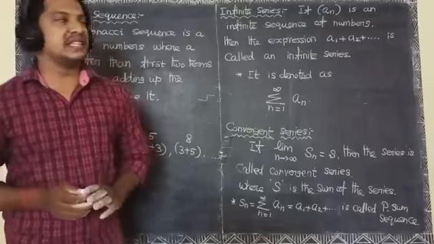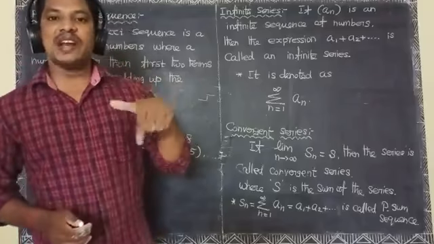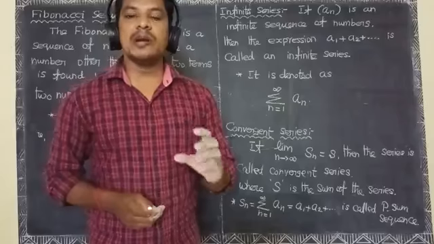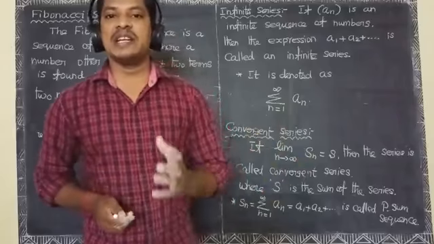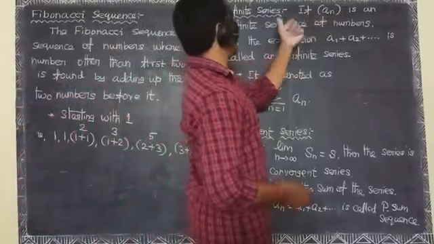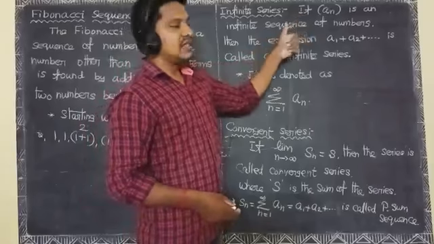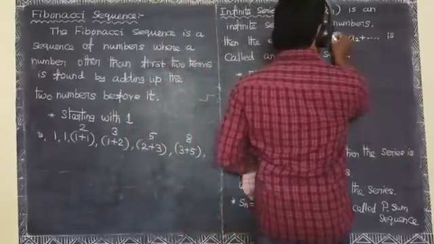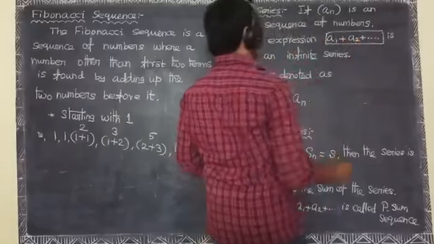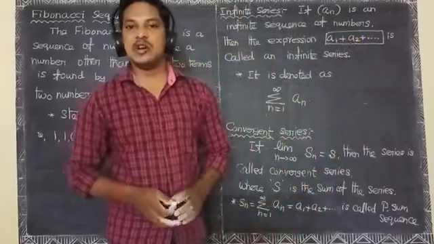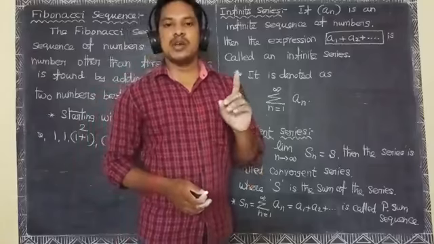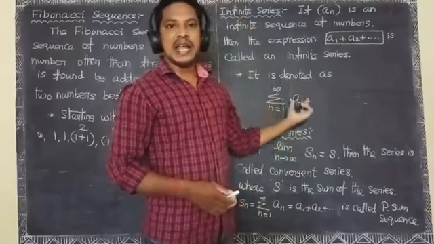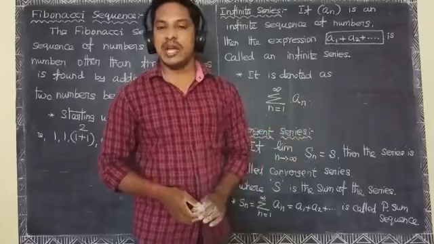Next, go to infinite series. What is meant by infinite series? A series that has an uncountable number of terms is called an infinite series. Here, if an is an infinite sequence of numbers, then the expression a1 plus a2 plus a3 plus and so on is called an infinite series. It is denoted by summation n equal to 1 to infinity an.